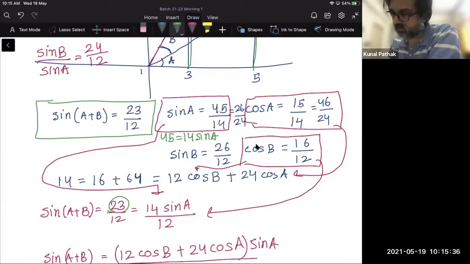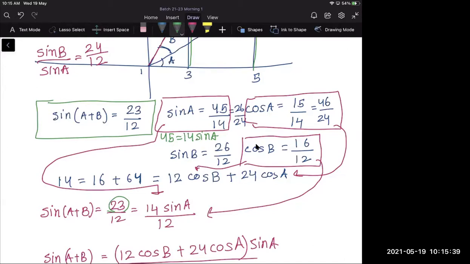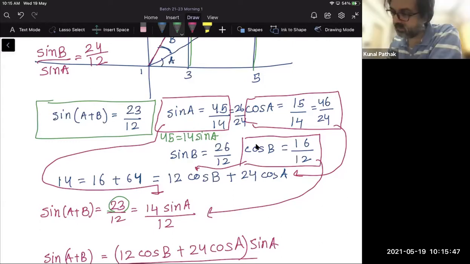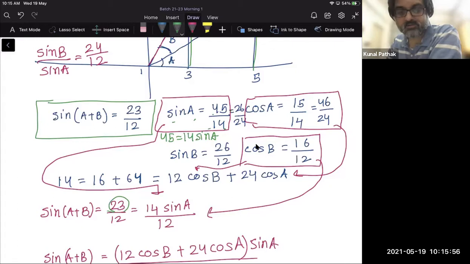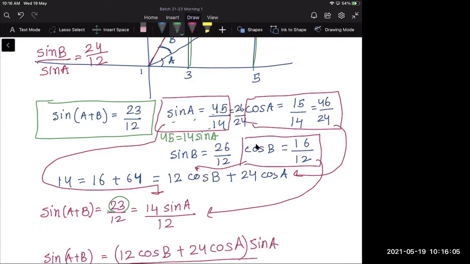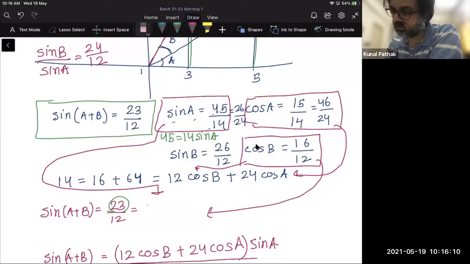Let me explain. Do you agree with the fact that sine A plus B is 2/3 by 1/2? Yes, sir. Do you agree that 2/3 is equal to 4/5? Yes, sir. And do you agree that 4/5 is equal to 1/4 sine A? Yes. So I've just replaced 2/3 by 1/4 sine A. समझे मैंने क्या किया? Dekho, sine A plus B is 2/3 by 1/2. Can I write this as 4/5 by 1/2?